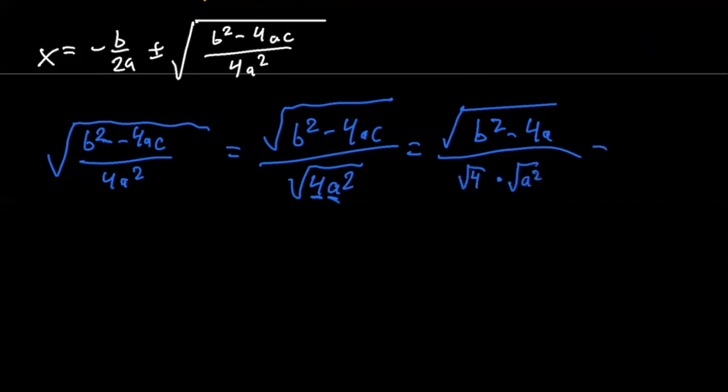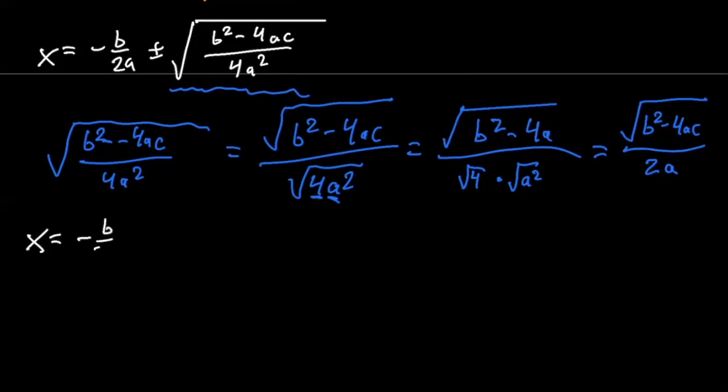And notice we have perfect squares in our denominator. So square root of 4 is 2. Square root of a squared is a. So we end up with this right term, with this square root, being able to rewrite this as negative b over 2a plus or minus the square root of b squared minus 4ac all over 2a.